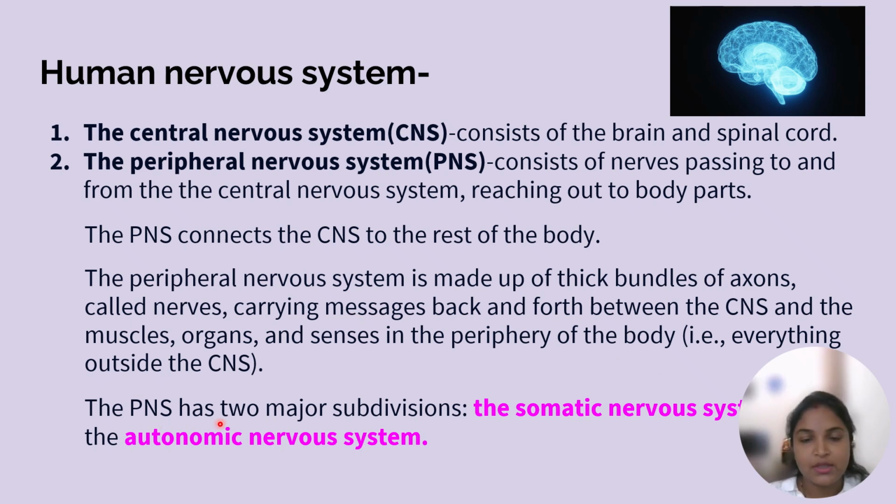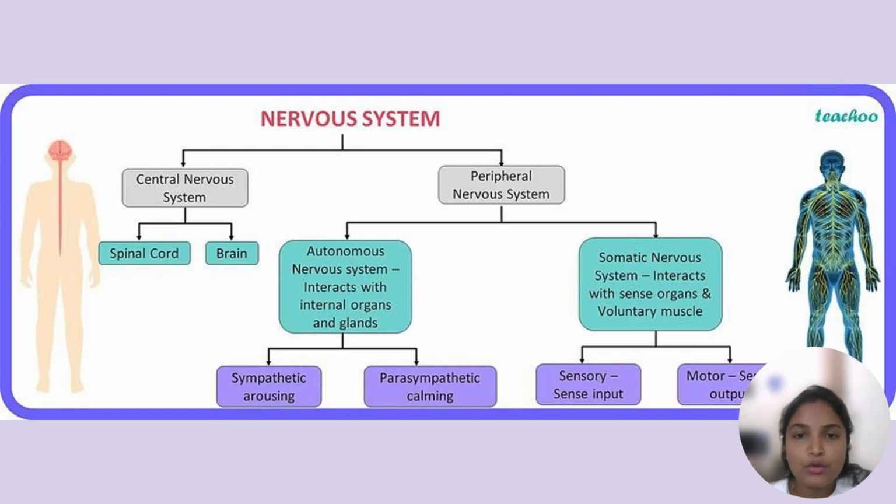The PNS, or peripheral nervous system, has two major subdivisions: the somatic nervous system and the autonomic nervous system. Let's get to know them in detail. If I give you the flow chart of the nervous system, it's very easy to remember. By now we know the central and peripheral nervous system. The nervous system is divided into two, CNS and PNS. The central consists of the spinal cord and brain. The peripheral nervous system has something more, that is the autonomic and somatic nervous system.